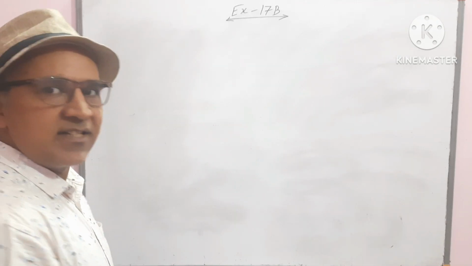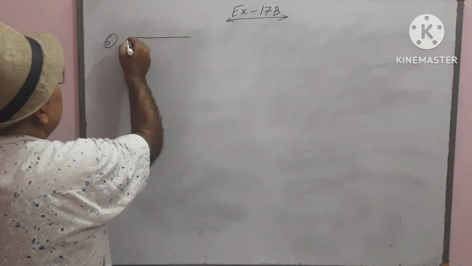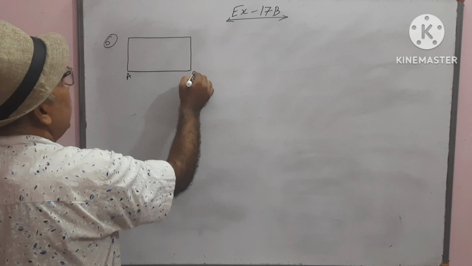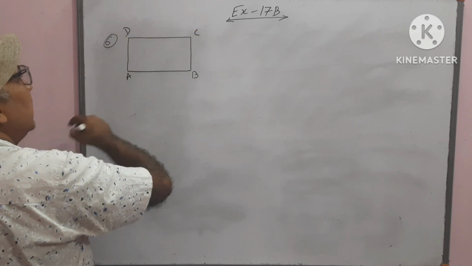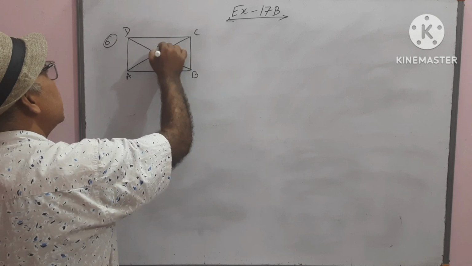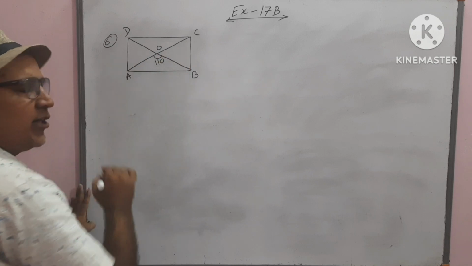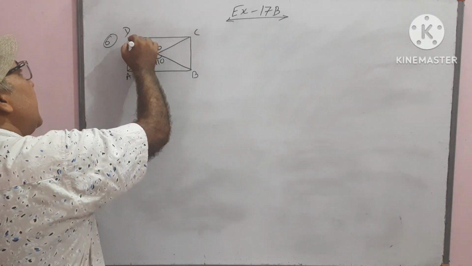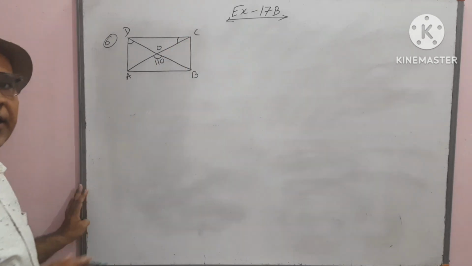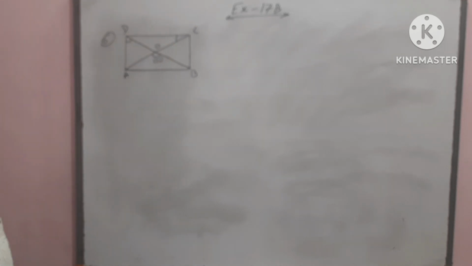Okay, now see question number 6. In the question number 6, it is given that there is a rectangle ABCD. ABCD is a rectangle in which diagonal AC and diagonal BD are intersecting at O, and angle AOB is 110 degrees. Then first we have to find angle ODA, then we have to find angle OCD. This is the first angle we have to find. This is the second angle that we have to find.